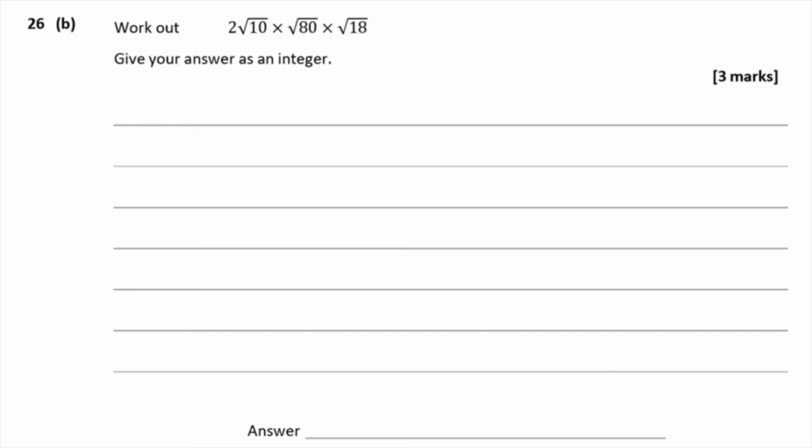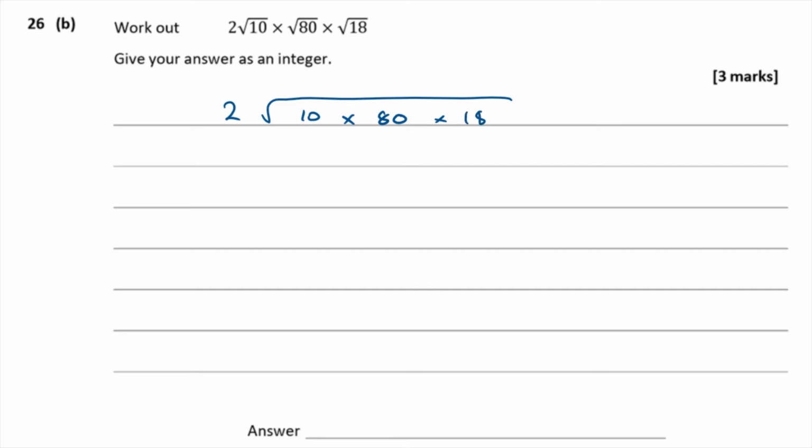Now obviously I don't have a calculator for this. I'm just going to try some things out. I don't really know the best way to do this. I think what I'm going to do is put them all under one root. So I've got 10 times 80 times 18.